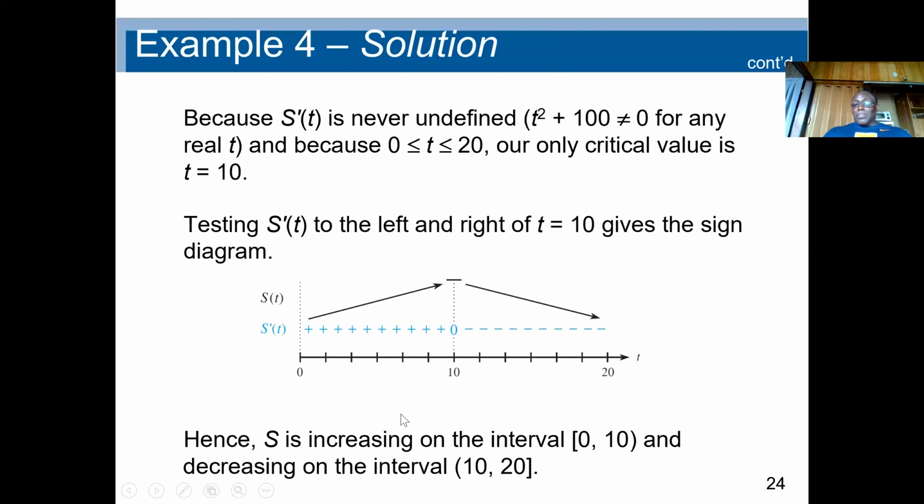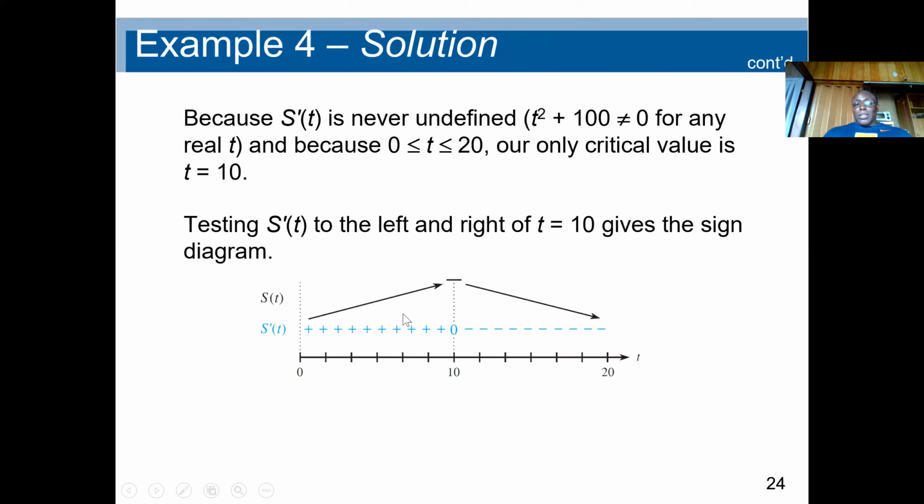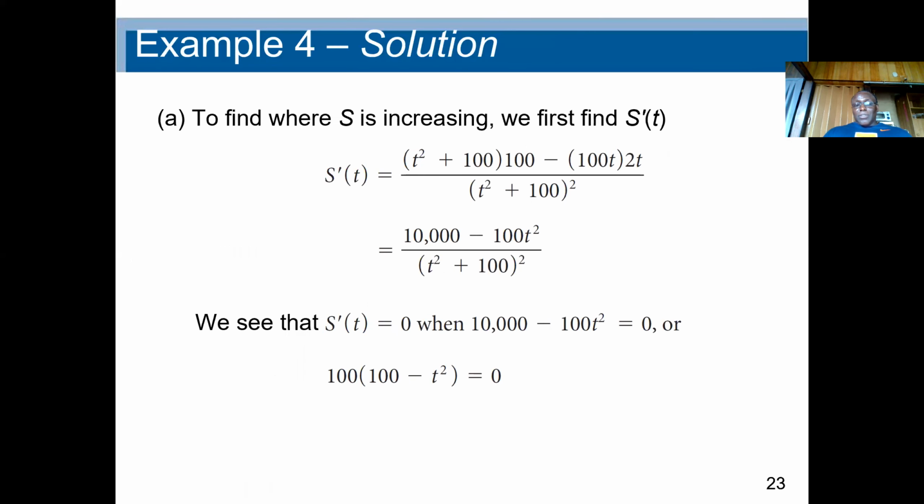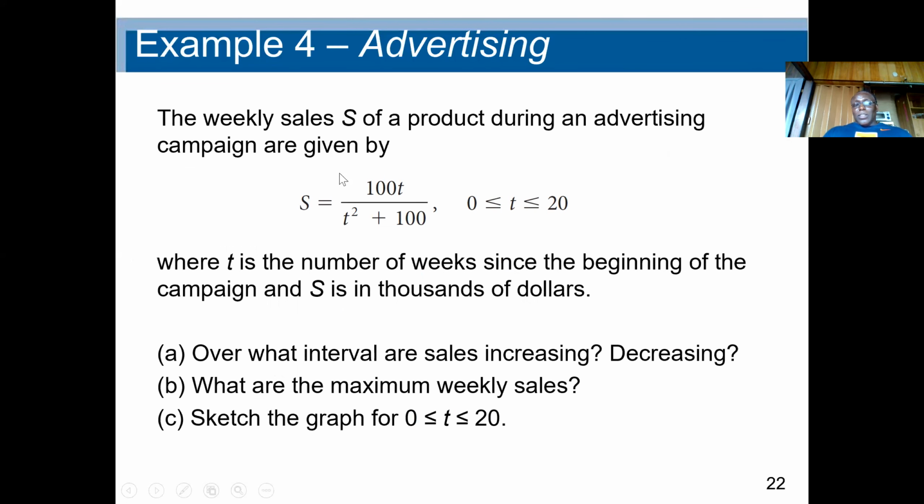Remember, I'm not using infinity here. Why am I not using infinity? Because when you look at the question, they gave us the interval. Let's go back. So they say the weekly sales S of a product during an advertising campaign are given by this. The interval is from 0 to 20. Because the interval is given, if the interval is not given, then I'll assume it is from negative infinity to positive infinity, so I'm going to use both negative 10 and positive 10. But in this case, I cannot use negative 10 because the question said t is between 0 and 20.